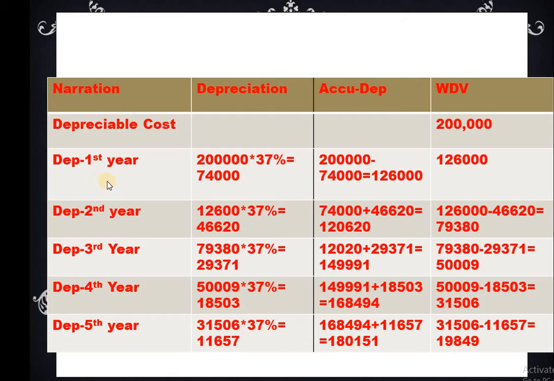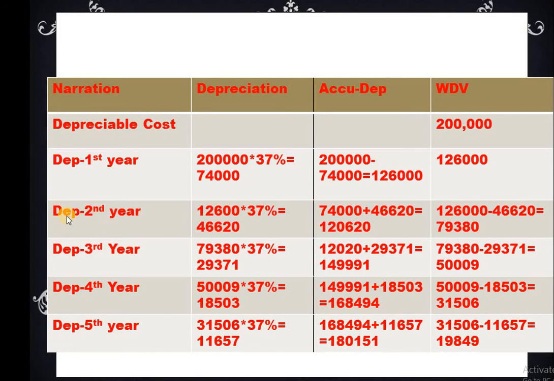In the first year, what is the depreciation? Whenever you take 37% of 200,000, the amount will be 74,000. Whenever you subtract it from 200,000, this is your 126,000, your written down value. So you write it in this column.